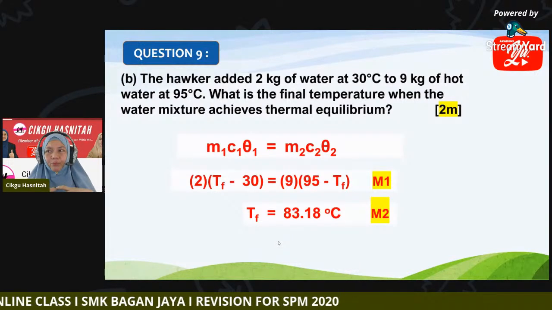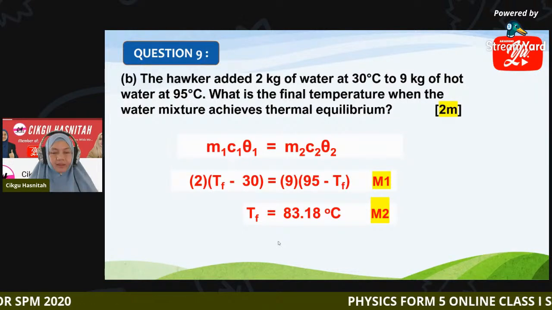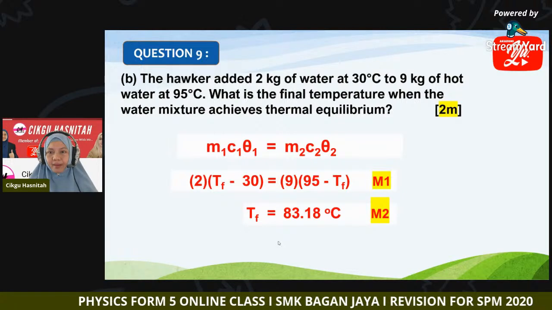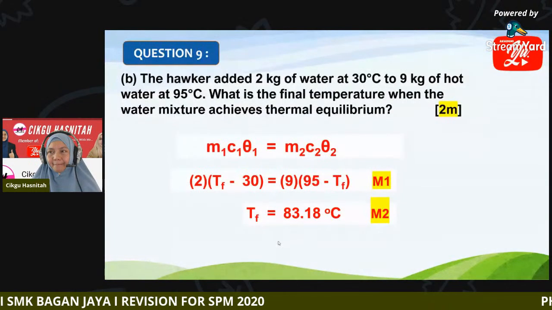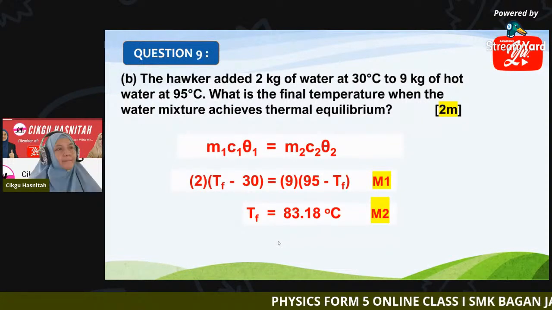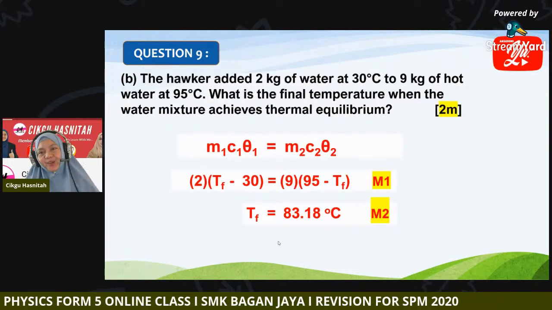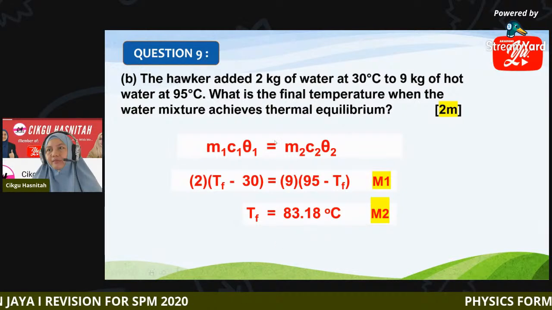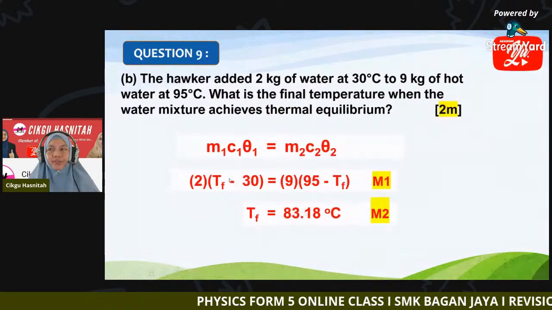So again, is this value correct? 83.18. Can you check it for me? 83.82 degrees Celsius, is it? Correct, I typed wrong. Okay, thank you, Min Swan. So the answer is 83.18 degrees Celsius. I hope you are clear with how to find the final temperature at thermal equilibrium.